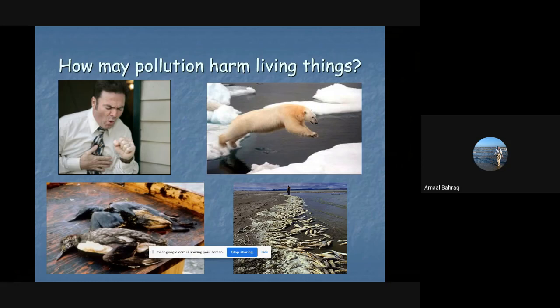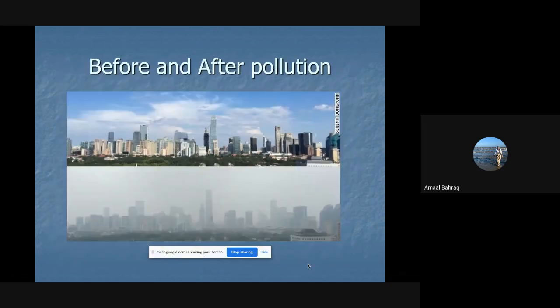You will also see birds here. The birds have probably eaten some sort of plastic that was thrown into the ocean. And then lastly, you will see the fishes here. The fishes have shown up to shore. The reason probably being is because the ocean was polluted and was not safe for them to live anymore.